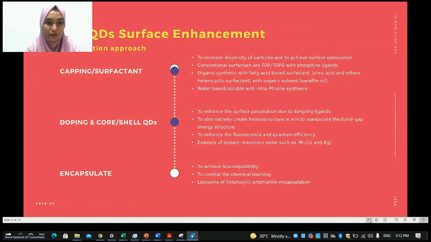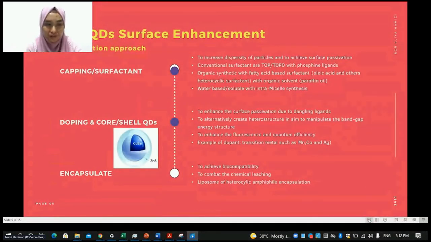Surface passivation can also be achieved by introducing a core-shell heterostructure type, which is the introduction of a quantum dot that consists of a broader energy gap material as the shell. For example, I have here cadmium selenide as a core and zinc sulfide as a shell, where zinc sulfide possesses a broader band gap energy compared to the cadmium selenide quantum dot. This will lead to the confining of electron and hole into the core region, which will enhance the photoluminescent quantum yield and photobleaching stability.